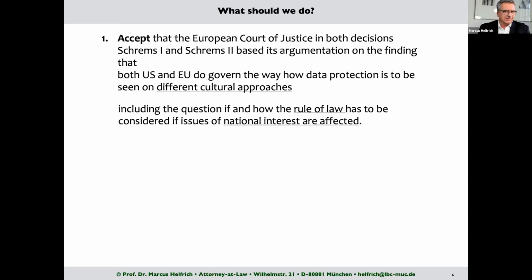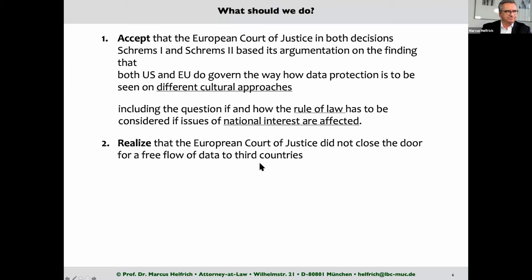Not to forget, and that's, I think, one of the leading arguments or aspects we find in the Schrems 2 decision, is that the question of how the rule of law has to be considered if aspects of national interests are affected is maybe differently seen if we take the US perspective or the EU perspective. So this makes things a little bit more complicated.